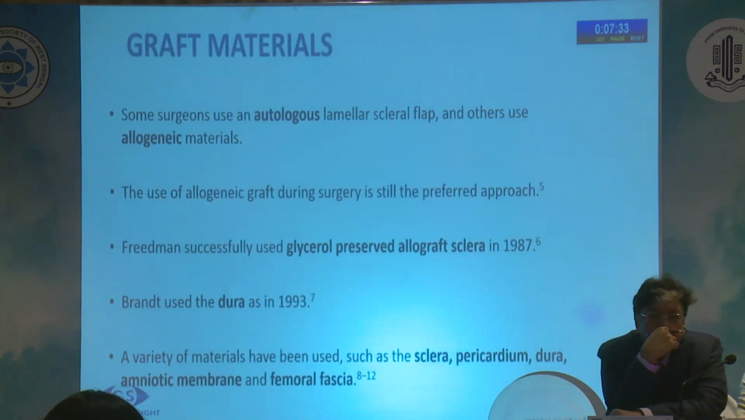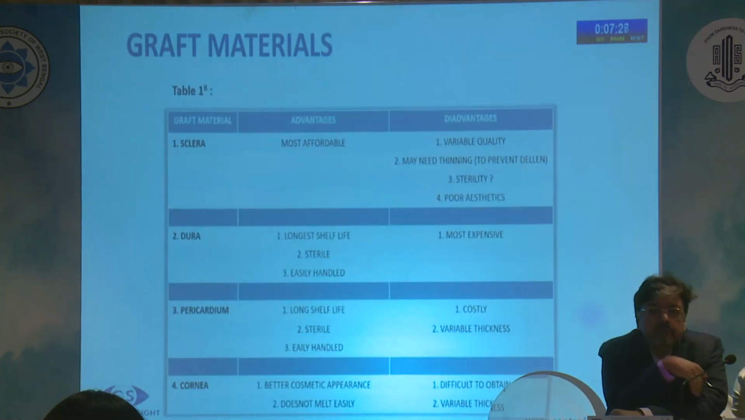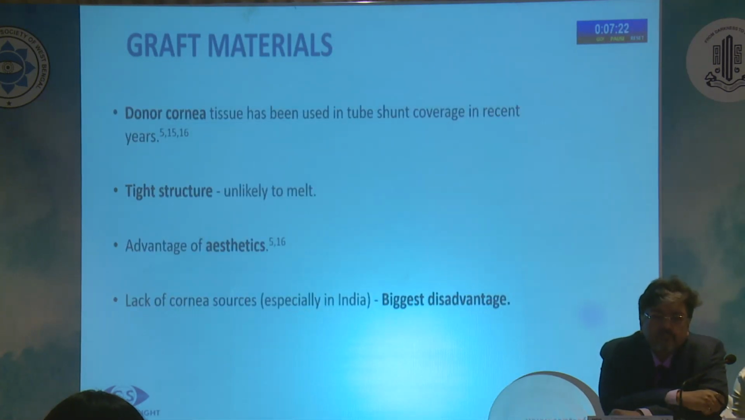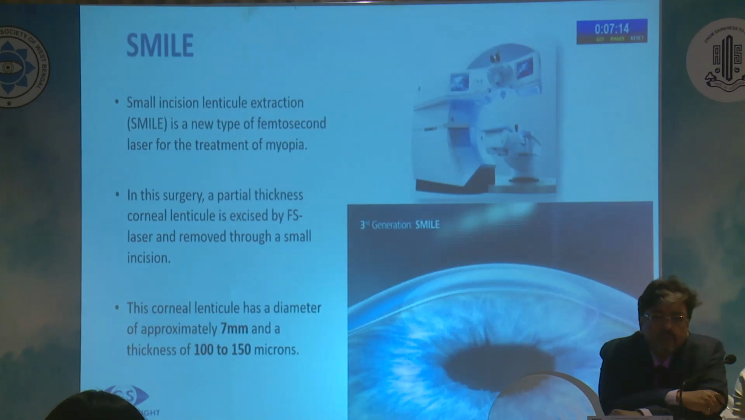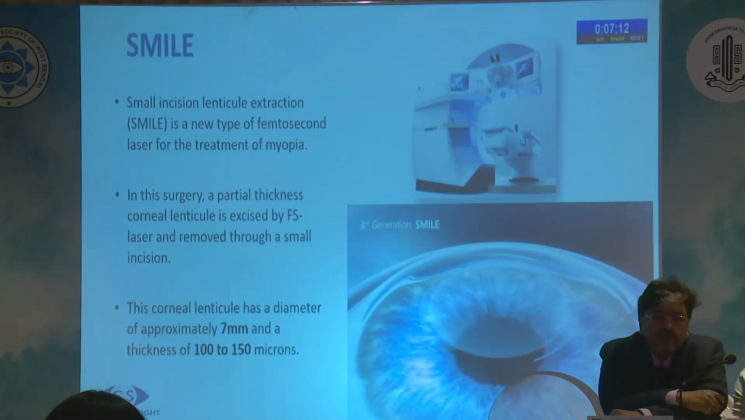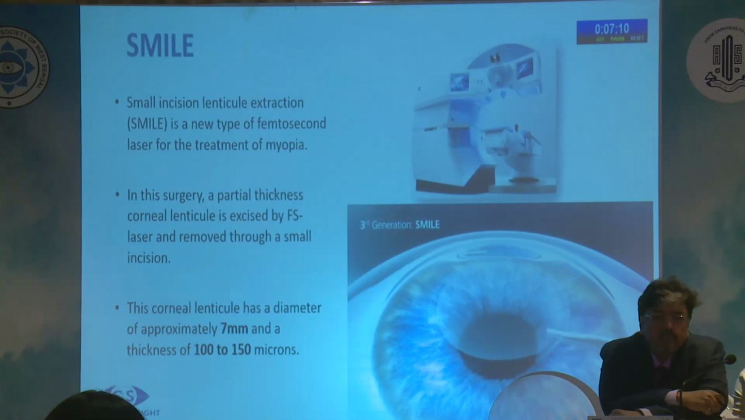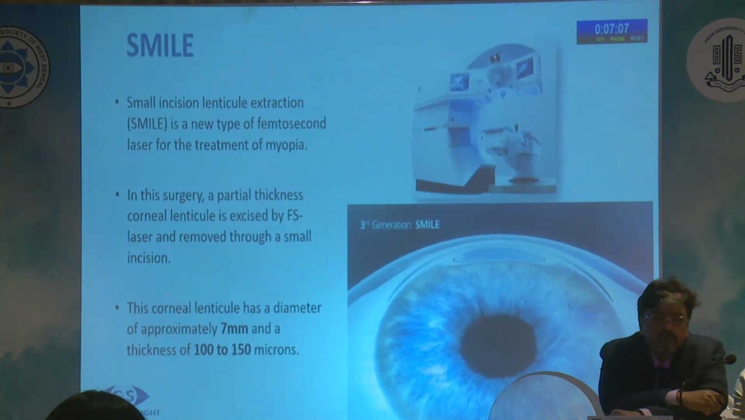To prevent tube exposure, a layer of patch graft is usually used to cover the tube. Many different graft materials have been used in the past, but donor cornea seems to be the best tissue because of its tight structure and good aesthetics. Small incision lenticule extraction is a type of femtosecond laser treatment for myopia, where a lenticule of around 7 mm diameter and 100 microns thickness is extracted from the cornea.